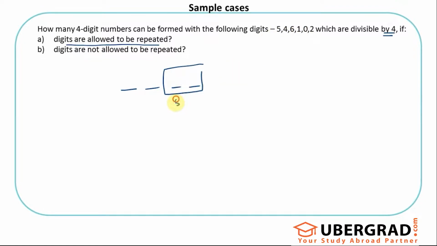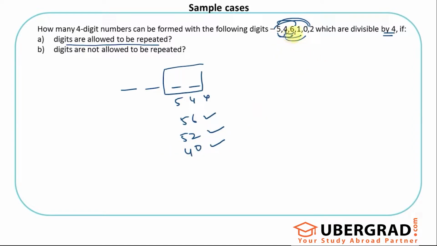I can write 54 here. Is this divisible by 4? No. 56, yes. 51, no. 50, no. 52, yes. So I just have to check like that. 46, no. 45, no. 41, no. 40, yes.